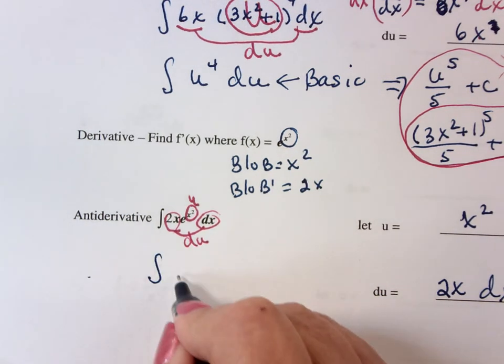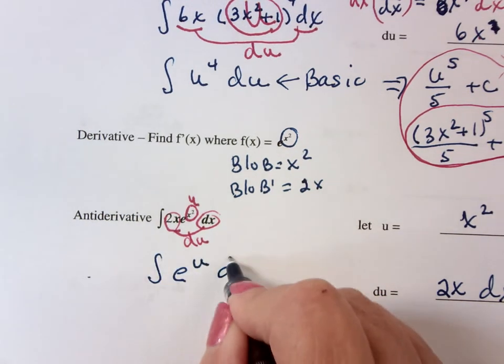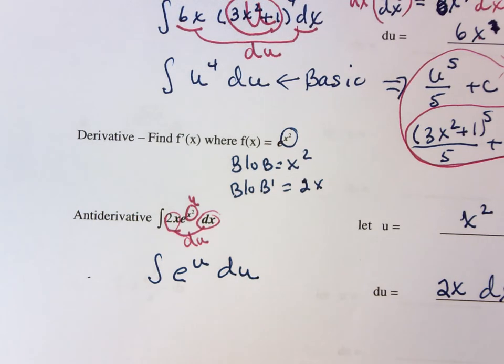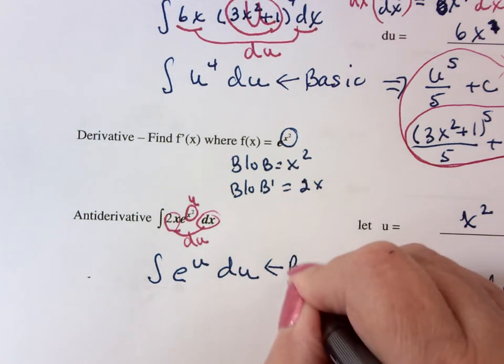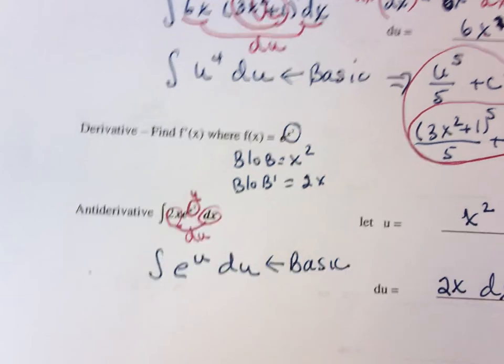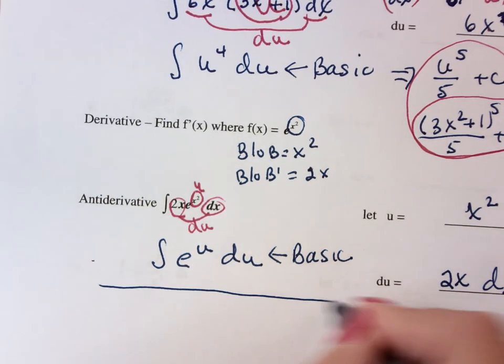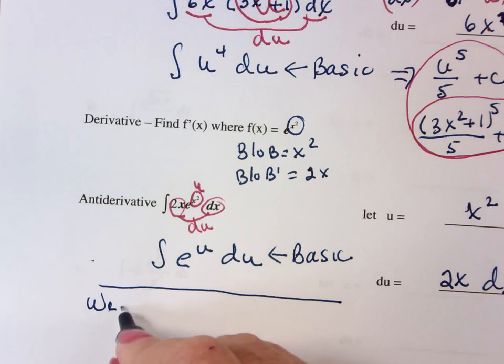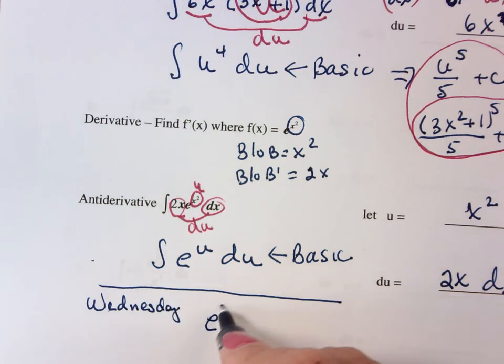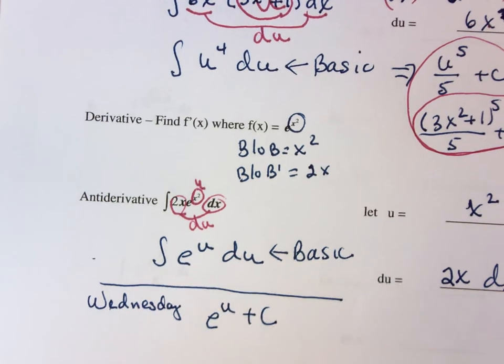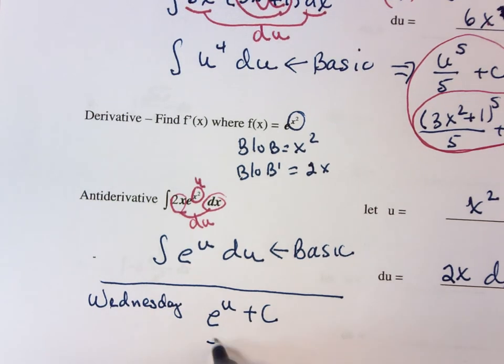This is the integral of e to the u du. Now, is that a basic? Is e to the u a basic? What's the antiderivative of e to the u? E to the u. So this is a basic. And then we take the antiderivative, and this would be e to the x squared plus c.